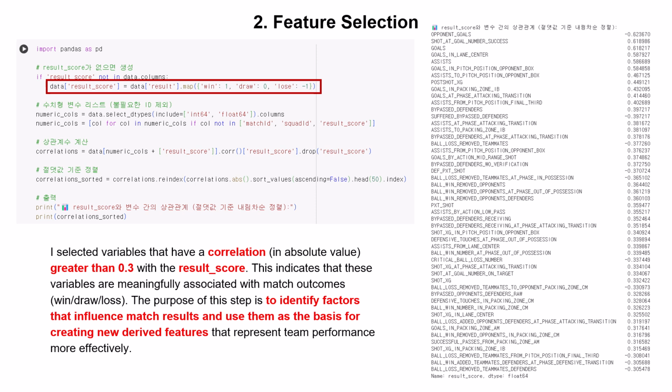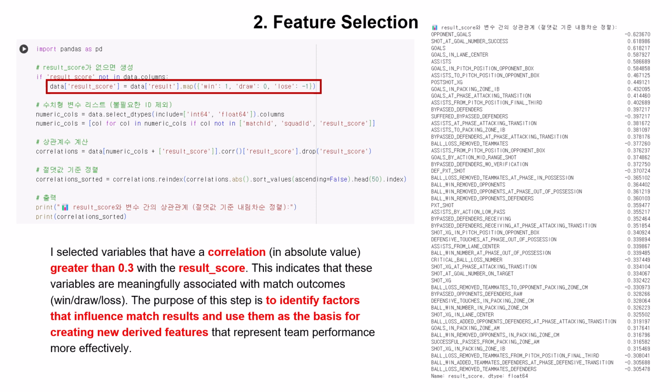And the next step is the feature selection stage. The goal was to identify which variables most influence match outcomes, whether a team wins, draws or loses. I did this by checking the correlation between each variable and the match result score. Especially, I selected only those variables with a correlation value higher than 0.3 in absolute terms.